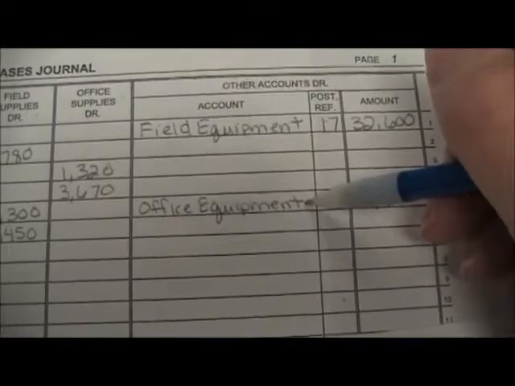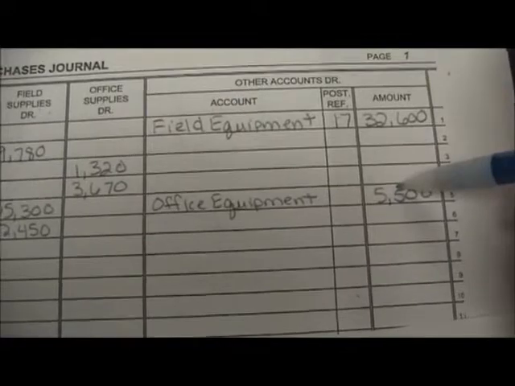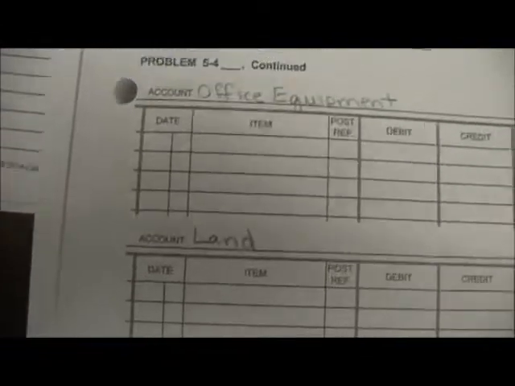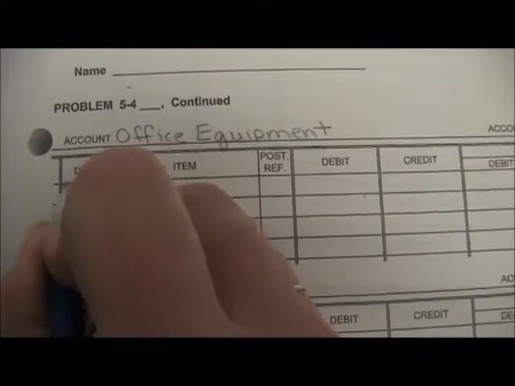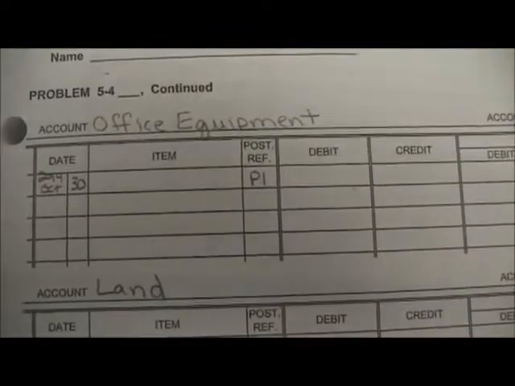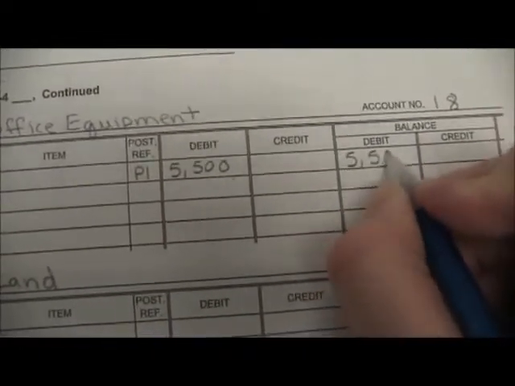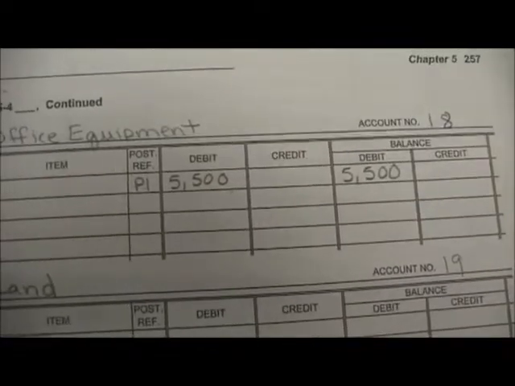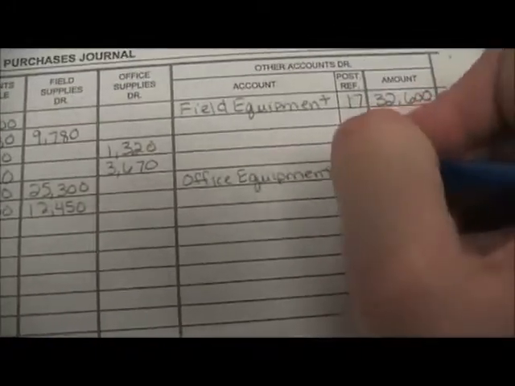The next one is office equipment, and office equipment had a debit of $5,500, and that was on the 30th. Office equipment is on page 2 of your ledger accounts. So we have October 30th, P1 for purchases 1. It had a debit of $5,500. So it has a debit balance of $5,500. Take the account number 18 back to your journal.